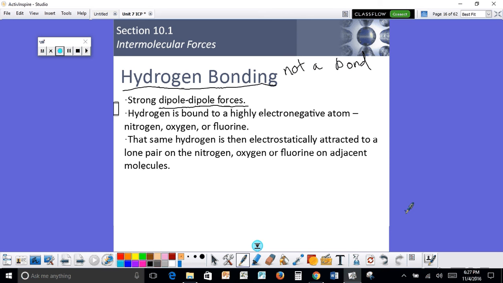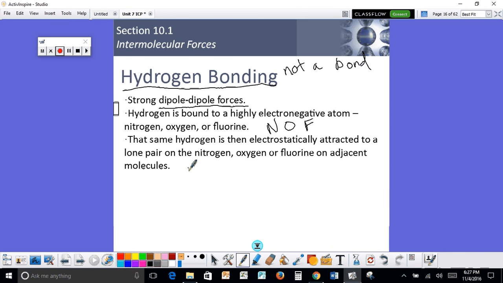Make sure that you are clear on this when you're writing your responses and when you're discussing these type of equations. It's not a bond, it's just misnamed as a bond. All right, so hydrogen bond occurs when you have a hydrogen bound to a highly electronegative atom. So what are highly electronegative atoms? Nitrogen, oxygen, and fluorine. So we have to have hydrogen bonded to one of these three.